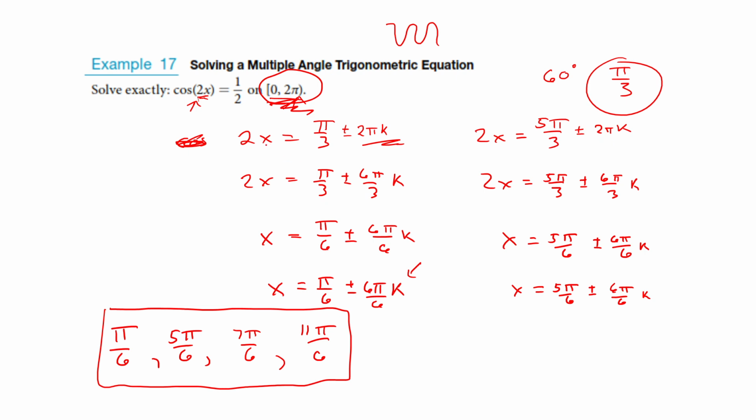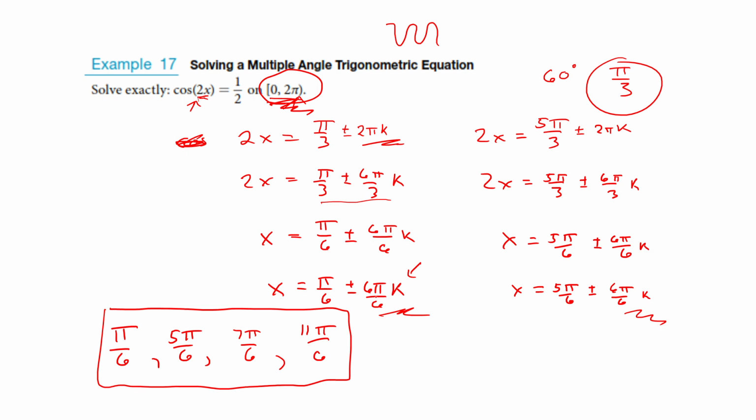Now, let's solve this for x. Dividing both sides by 2 is going to affect both of these things. And I get pi over 6 plus or minus 6 pi over 6 over here, and 5 pi over 6 plus or minus 6 pi over 6. Okay, now let's start writing down our solutions. We've got pi over 6 and 5 pi over 6. We know those are answers. But because of the compression, I'm going to take this into account and this into account.